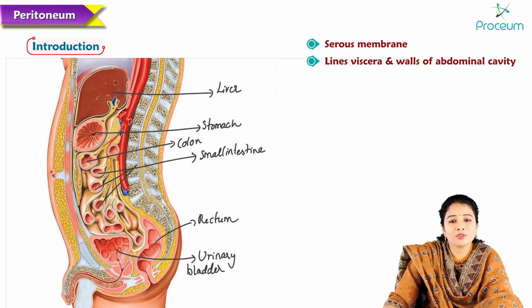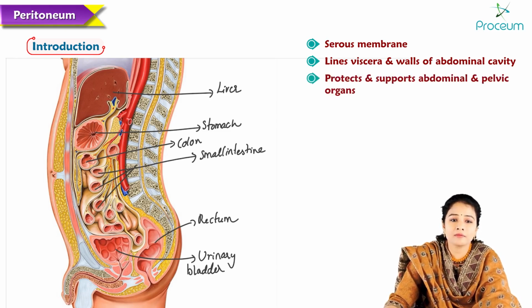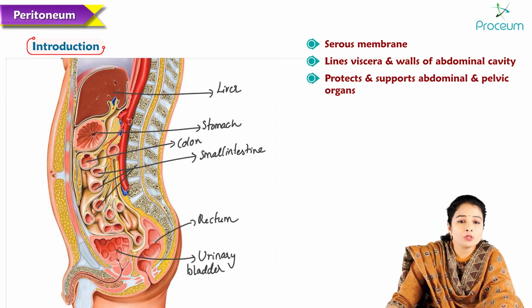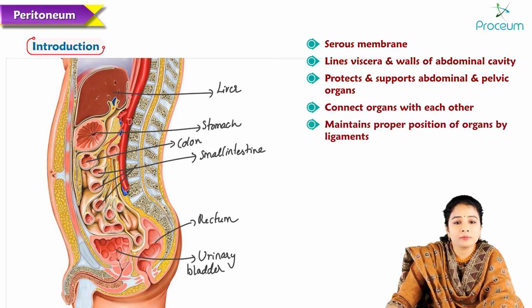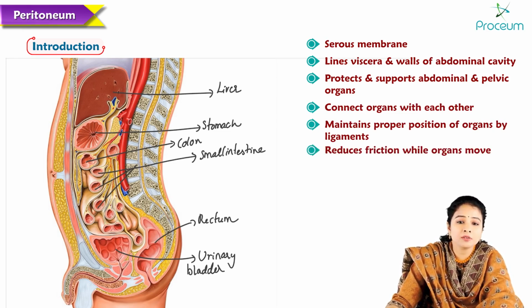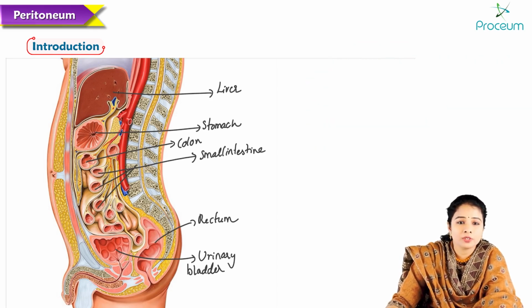So the main function of the peritoneum is to protect and support the abdominal and pelvic organs. It also connects organs with each other. So it maintains the proper position of organs by ligaments. So it reduces the friction while the organs move. So let's see the layers of peritoneum.